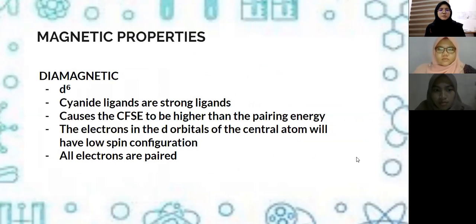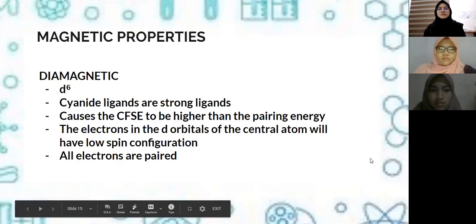So next is the magnetic properties. As FAZLINA has said, because the d configuration is d6, we have 6 valence electrons, and having the cyanide ligands, which are strong ligands, it causes the crystal field splitting energy to be higher than the pairing energy. So the electrons tend to pair in the lower orbital first, and when all the electrons are paired, it is called a diamagnetic property. Next, I will give back to FAZLINA for the geometry.